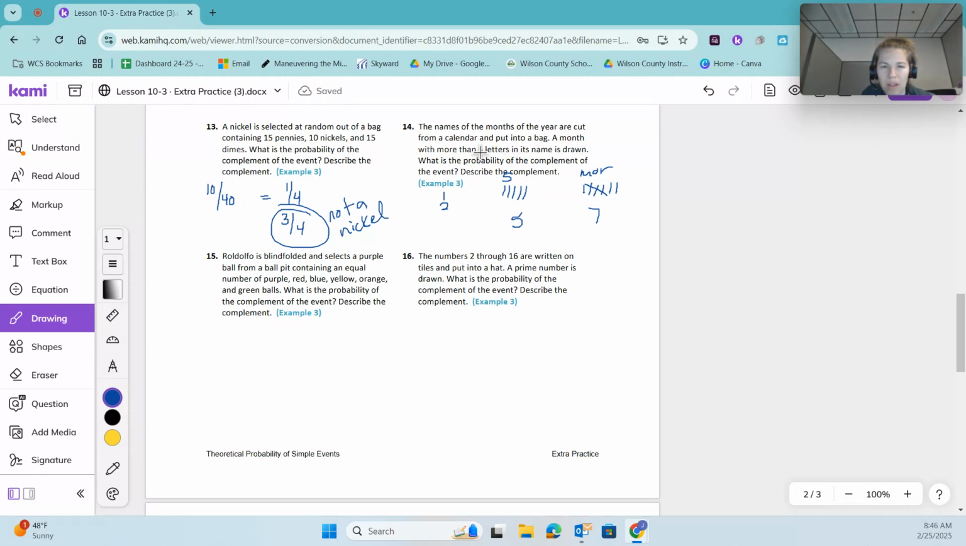It says a month with more than 5 letters in its name is drawn, which means the complement is actually drawing one that has 5 or less. So 7 out of the 12 is going to be the complement. You can try 15 and 16 on your own, just like that.